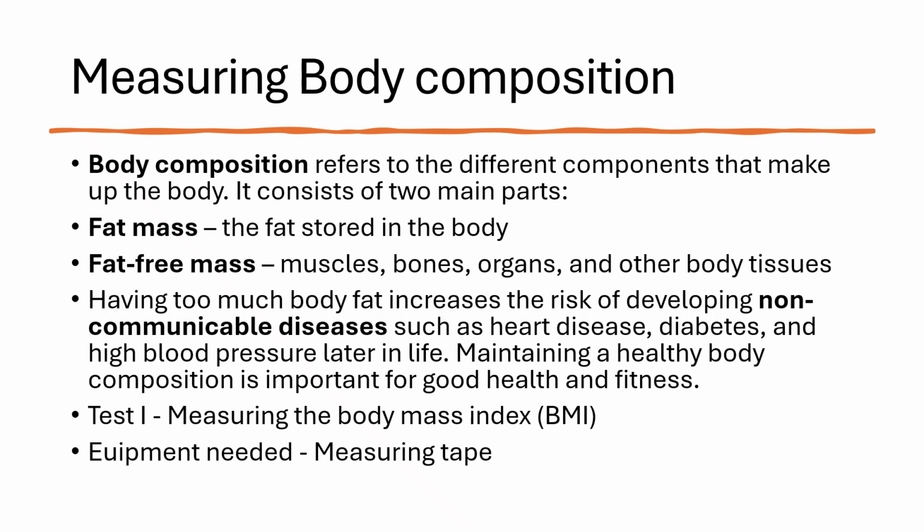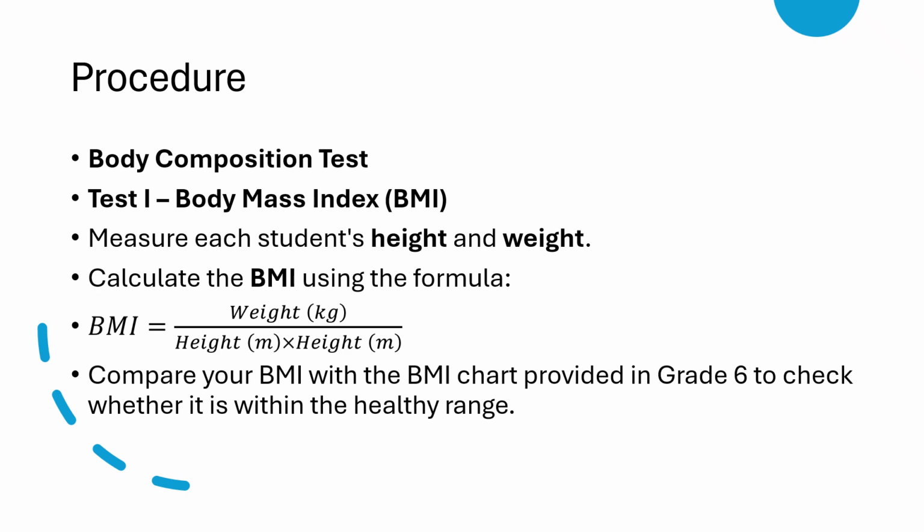Test 1. Measuring the body mass index, also known as the BMI. Equipment needed: a measuring tape. Procedure. Body composition test. Test 1. Body mass index, BMI. Measure each student's height and weight. Calculate the BMI using the formula. BMI equals weight divided by height times height.